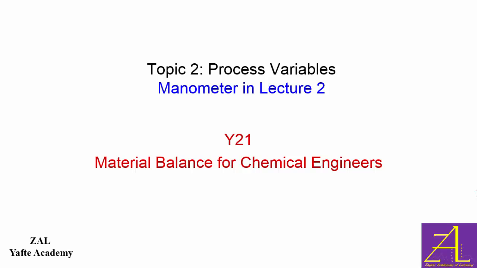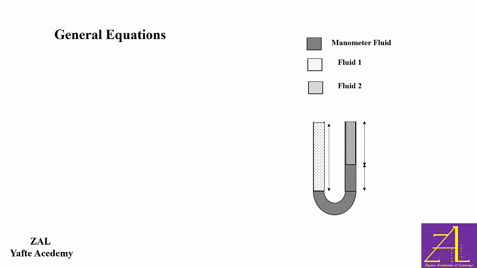This video is on manometer as a supplement to lecture 2. Let's assume the manometer fluid has the density of rho F, and fluid 1, which is in the left leg, has got the height of D1, and fluid 2 has got the height of D2. Therefore, D1 minus D2 is equal to h, the difference in height, which we have here.